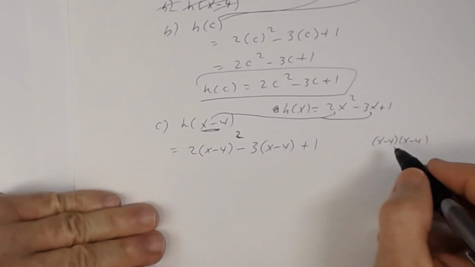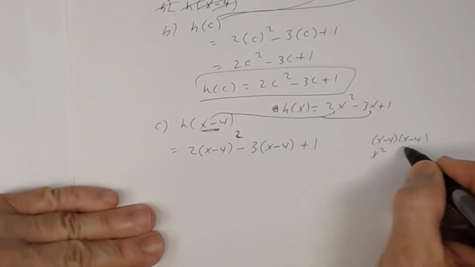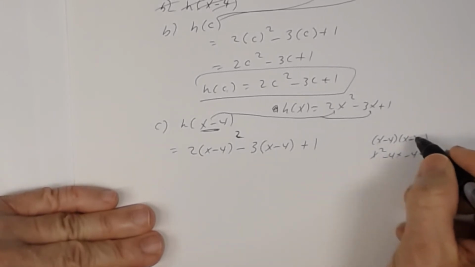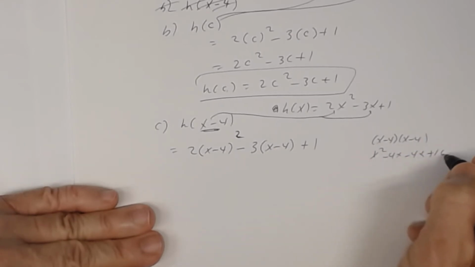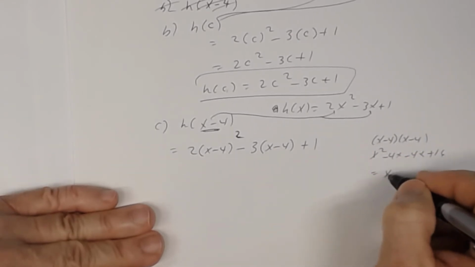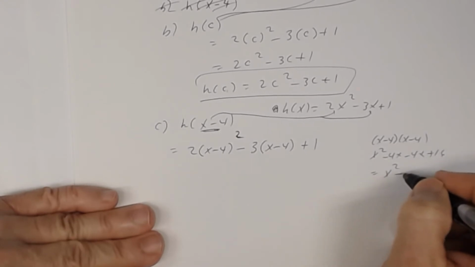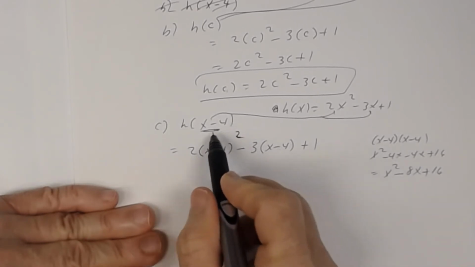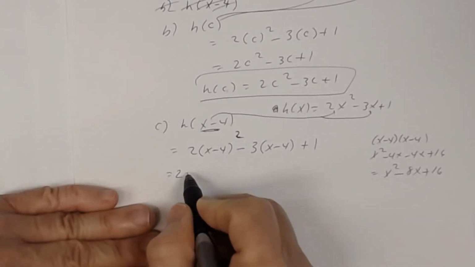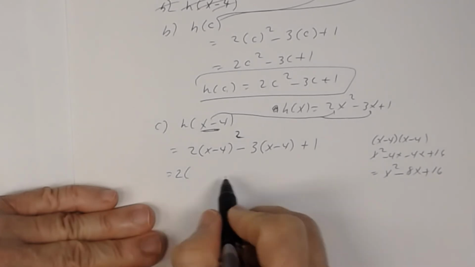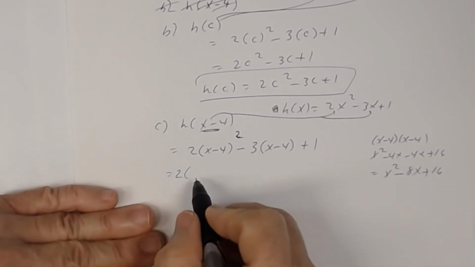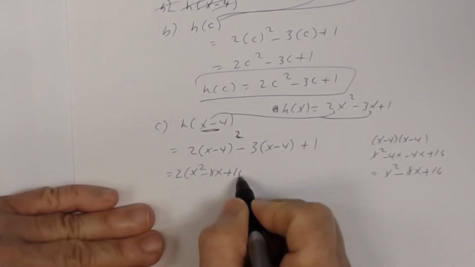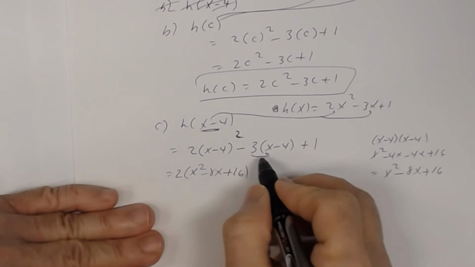So let's follow this out. X times x is x squared. The outer is a negative 4x. The inner is a negative 4x. And the last is a positive 16, since negative 4 times negative 4 is a positive 16. Combining like terms, I get x squared, a negative 4x and a negative 4x is a negative 8x, plus 16. That part is only this. But don't forget, it's being multiplied by 2, so you have to come back and put this inside the parentheses because it also has to be multiplied by 2.